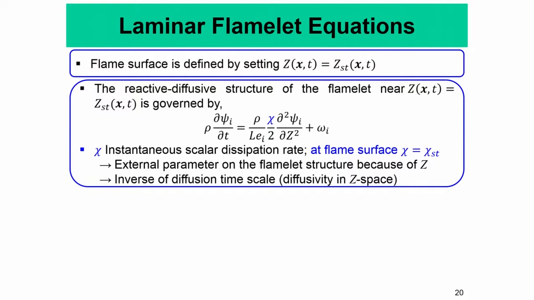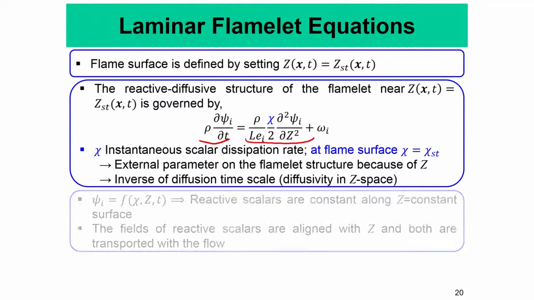The reactive diffusive structure is given by this, for this reactive scalar: rho d xi_i dt equals rho divided by Le_i, where we can also use the non-unity Lewis number assumption, times chi by 2 times d squared xi_i dz squared, plus of course the source term. So from Y_i we have gone to xi_i. And chi, the scalar dissipation rate, is defined at the flame surface, chi equal to chi_ST. It is essentially an external parameter on the flamelet structure because of Z, the inverse of diffusion time scales, and it represents the diffusivity in Z space.